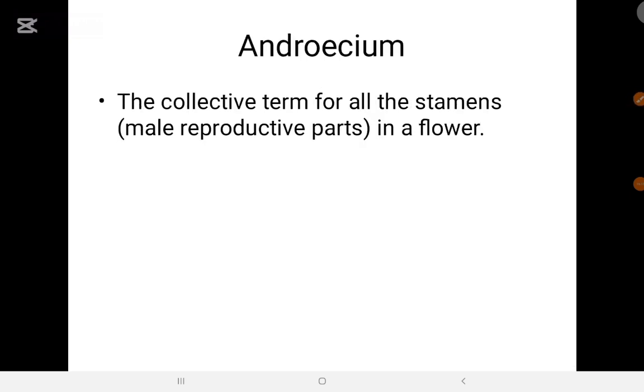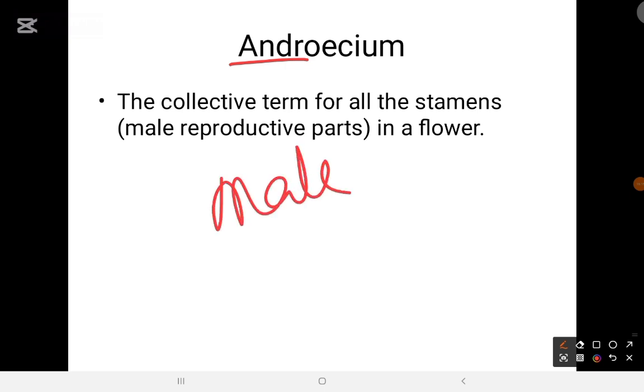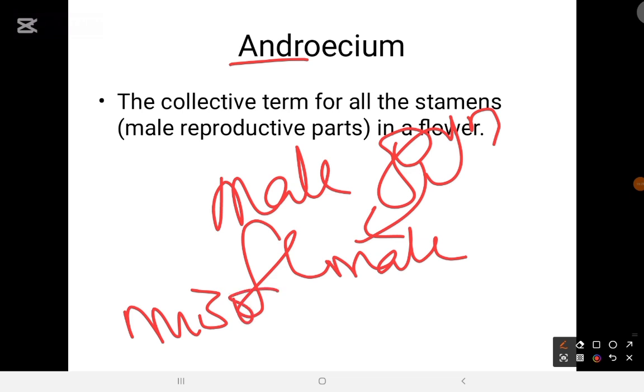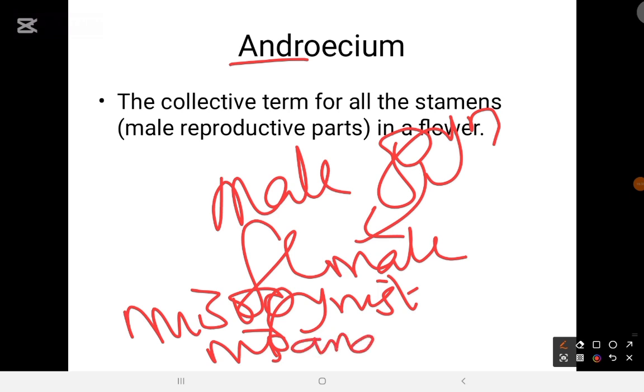Androecium, like I said, andro. Anywhere you hear the word andro refers to male. Is that okay? And gene, the word gene I said refers to female. So that's why you hear misogynist, means someone that hates females. And the opposite of that, misandrist, which is of course bad. You shouldn't be a misogynist or a misandrist.